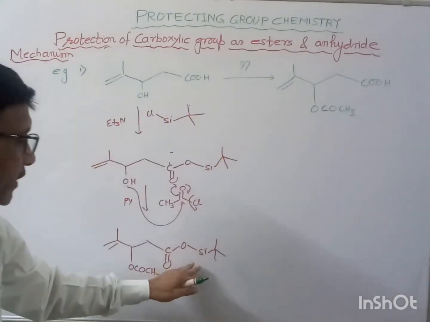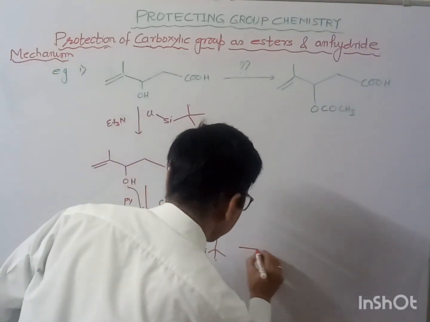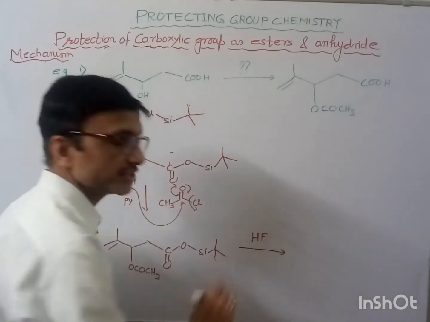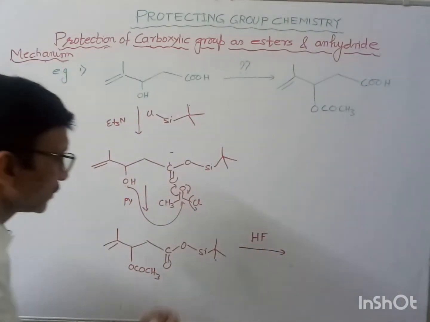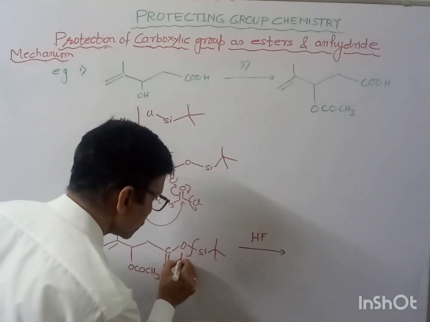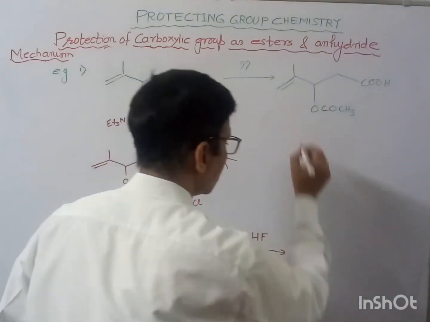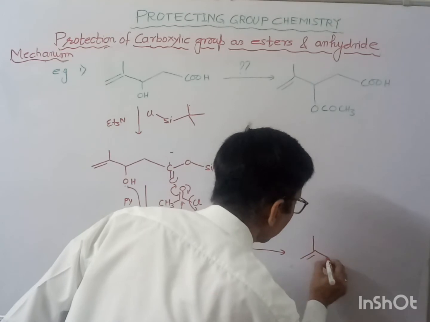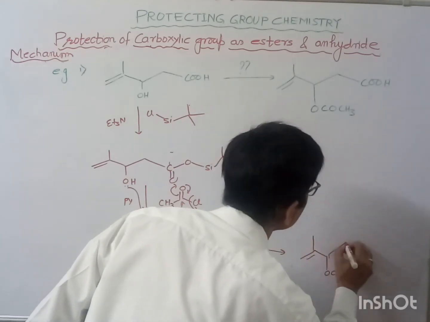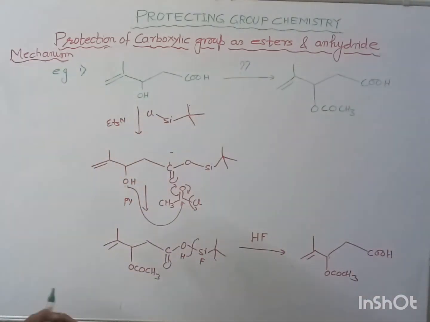Now we can deprotect this carboxylic acid group, and deprotection, as you know, can be done using HF. So using HF, this will get deprotected. The bond will break from here, this H will come over here, F will come over here, and we will get the desired product, OCOCH3 and COOH, like this. Okay, so this is one of the conversions.